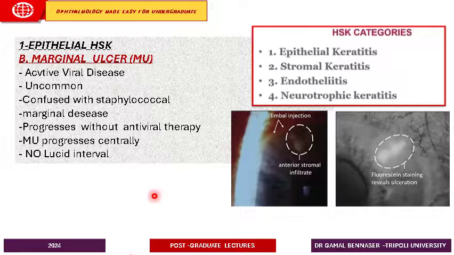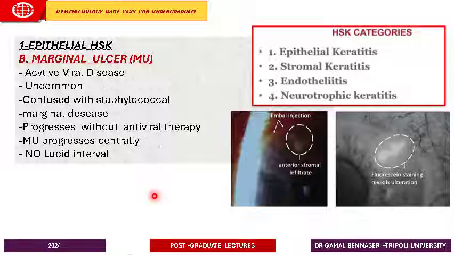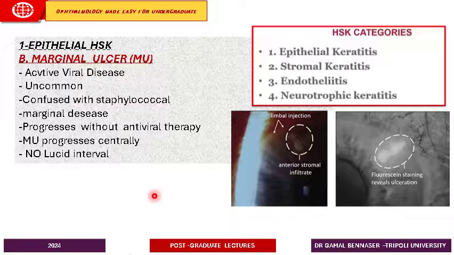However, in the herpetic marginal keratitis, due to active invasion of the virus itself, if not treated, it will progress. Usually, it will progress centrally. Another feature to differentiate herpetic marginal keratitis from staphylococcal marginal keratitis is that there is no lucid interval. The lucid interval is a healthy area at the limbus between the inflammation and the infiltration and the limbus. This is seen in the staphylococcus marginal keratitis.